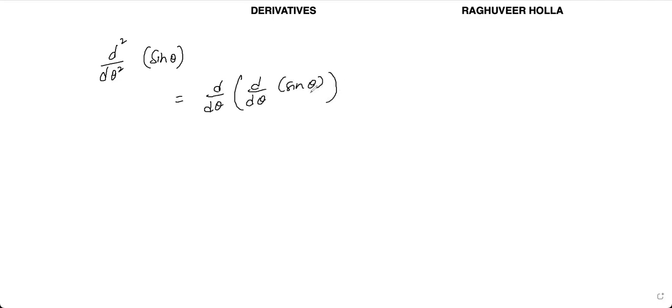Now let us perform the derivative with respect to theta. Here we have d square by d theta square of sine theta. First, taking the derivative with respect to theta, sine theta gives cos theta. And again, differentiation with respect to theta gives minus sine theta.